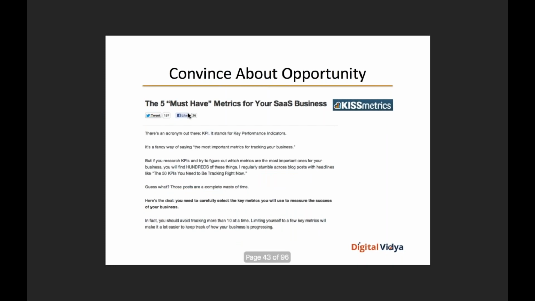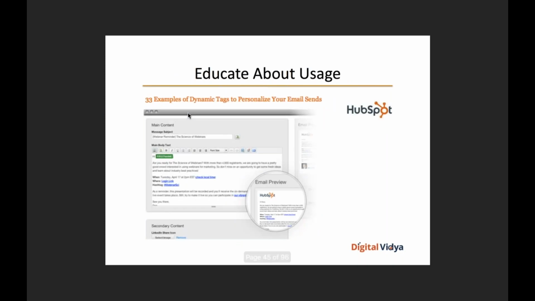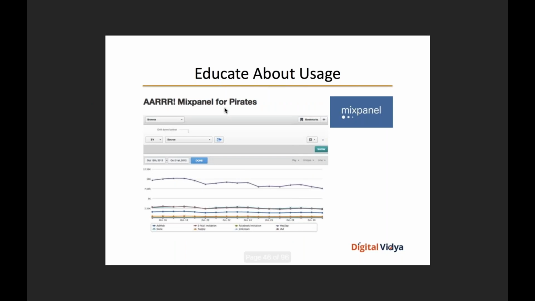Fast forward 4 slides, where they're actually trying to educate about the product. Here they're talking about how you can use dynamic tags on HubSpot for personalizing your emails. So they're trying to educate customers about usage of their product. It's not generic, it's not about the domain, it's about their product, but in a contextually relevant fashion for the customers. Here again, Mixpanel, same play. It's talking about how you can use Mixpanel for gauging different kinds of traffic sources, AdMob versus email invitation versus Facebook. Here again, the focus is on their product and not about a generic domain concept.